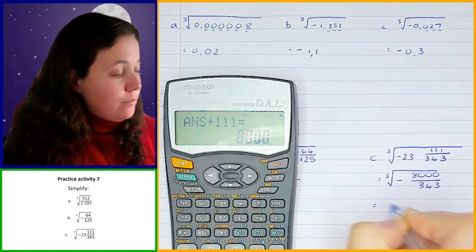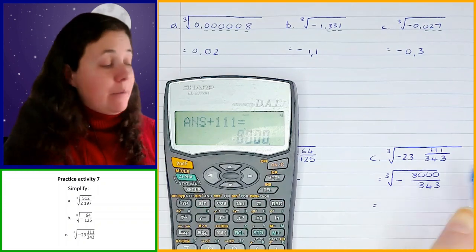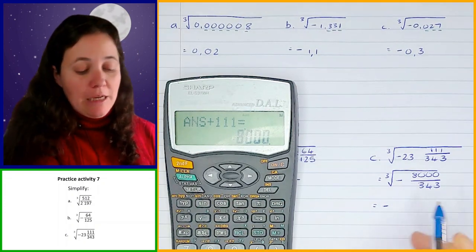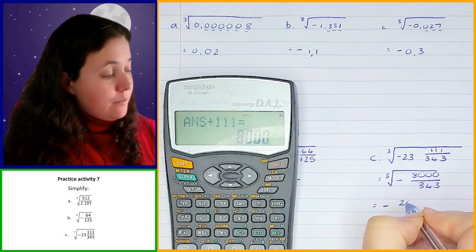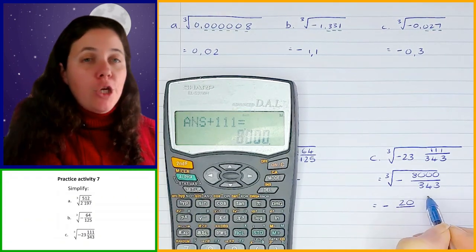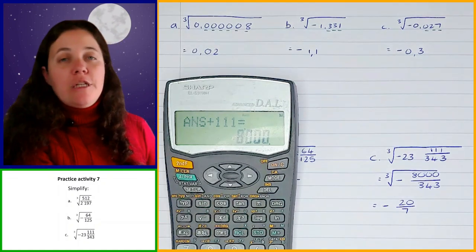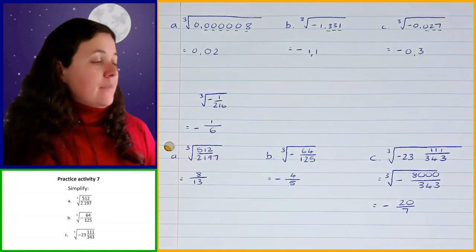Okay, so now I'm starting with a negative number. So when I cube root it, I get a negative answer. The cube root of 8,000 is 20, over the cube root of 343, which is 7. So that's what you should get for question C.